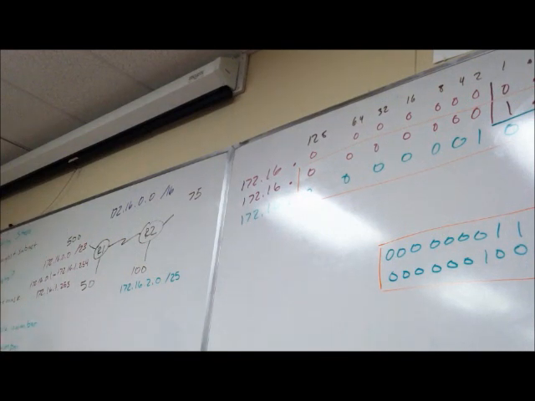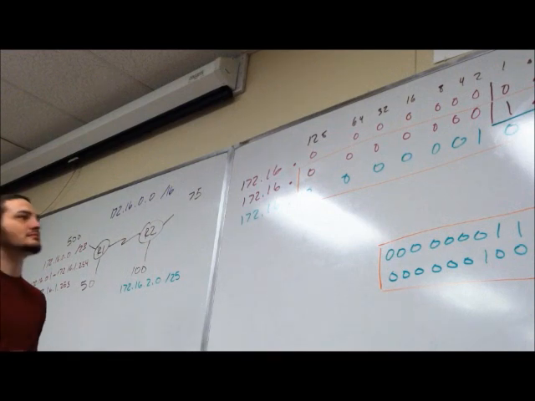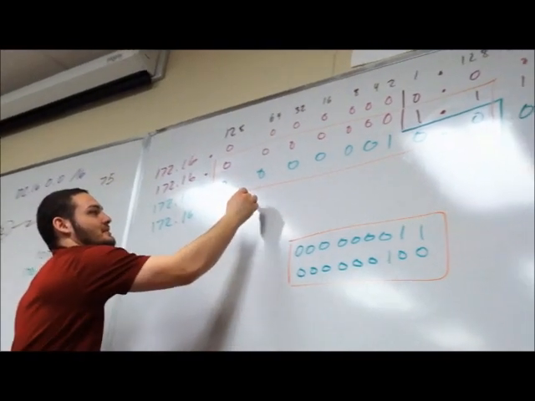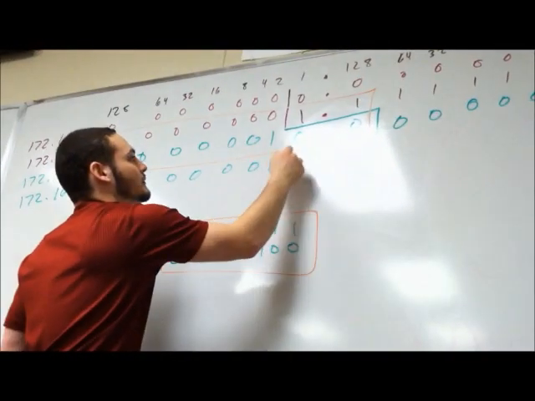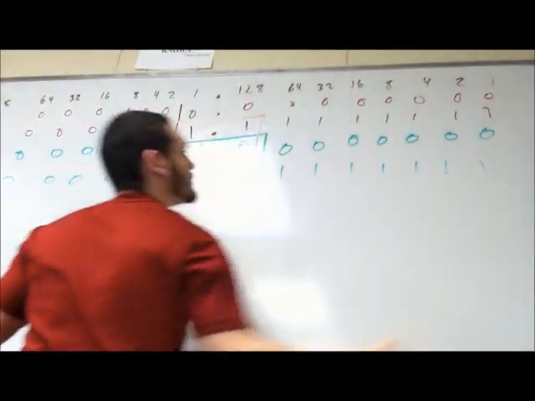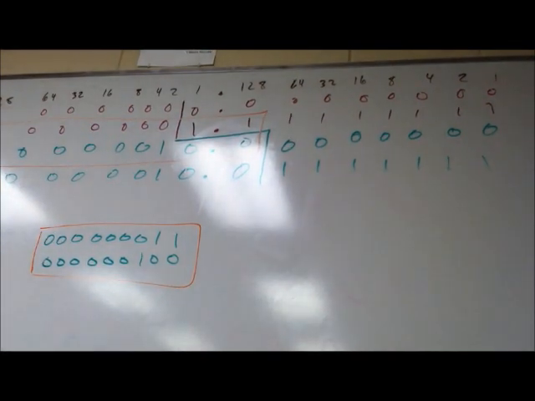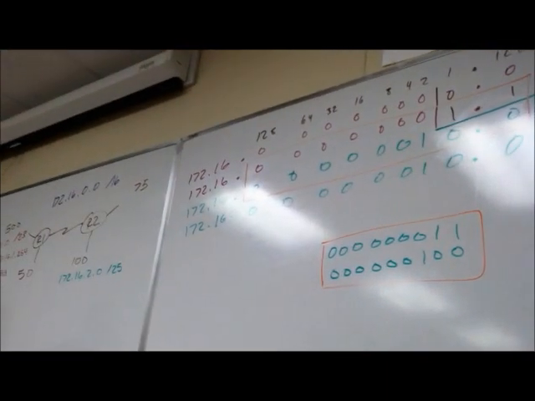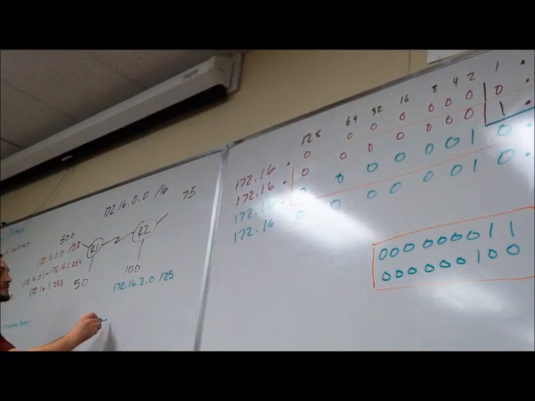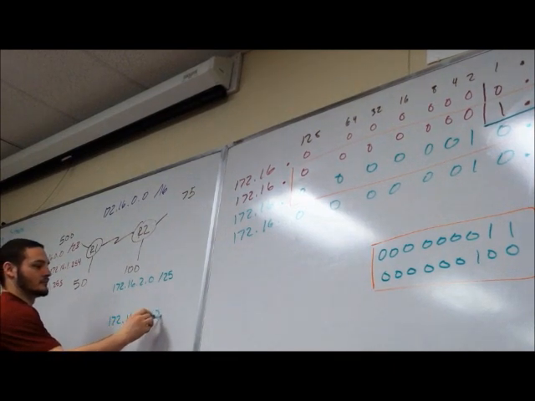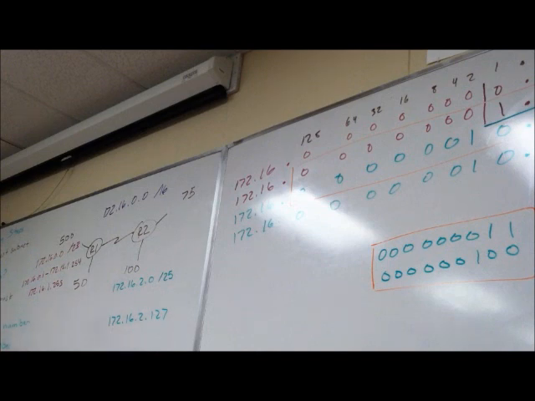So how do we get our broadcast number? All ones in the host bits. So we're going to keep our network bits and our subnet bits the same, and we're going to make these all ones. So that's 2.127, because it's going to be 2.1 to 2.127.